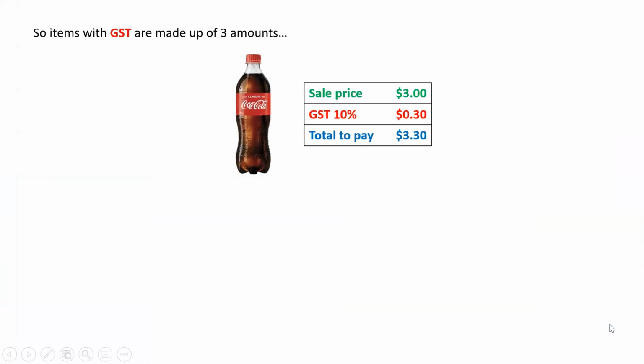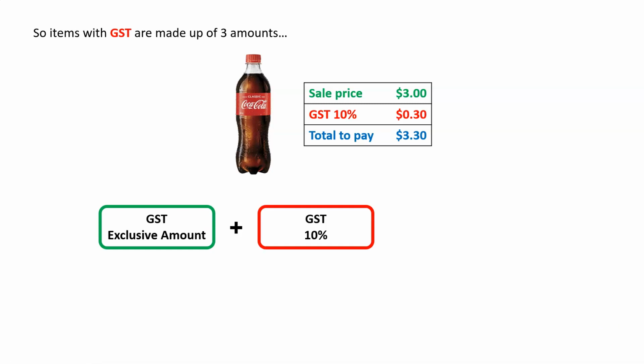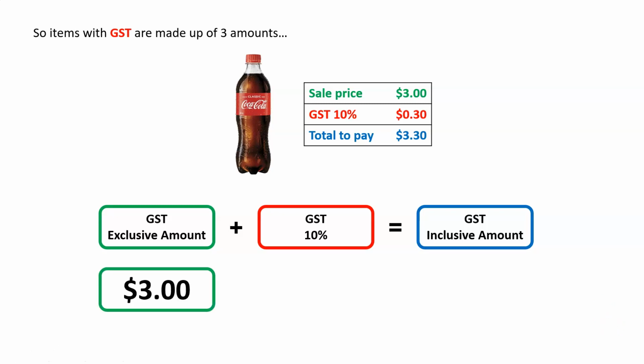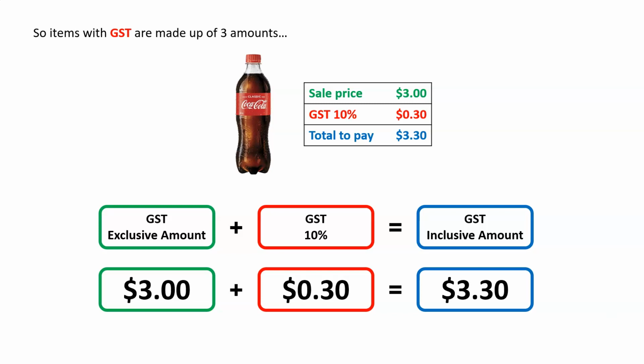So when we think about it, items with GST are made up of three amounts. There's what we call the GST Exclusive Amount, there's the GST, which is 10%, and then there's the total, or we call that the GST Inclusive Amount. So look at this bottle of Coke as an example. The GST Exclusive Amount was $3. The GST was 30 cents. So we would say inclusive of GST, that Coca-Cola is $3.30.